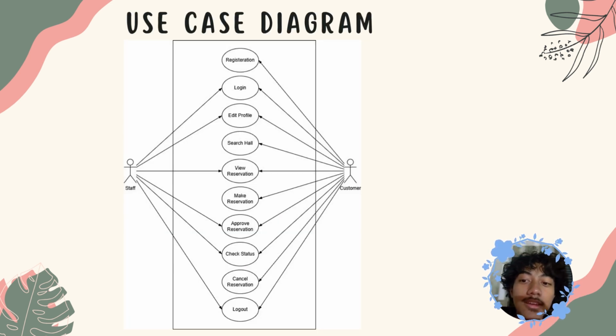Next is the use case diagram. As we can see, staff can log in, manage the reservation and then log out. And for the customer, they can log in, register, make a reservation and then log out.